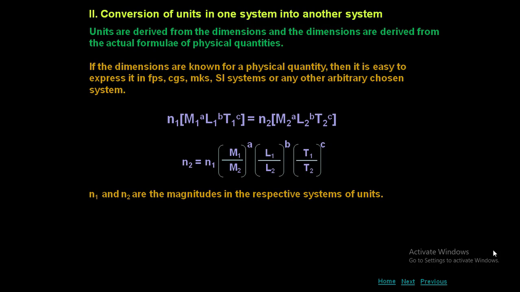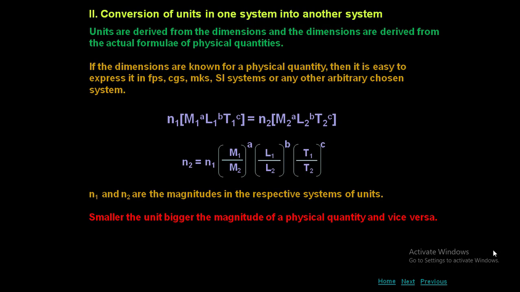n1 and n2 are the magnitudes in the respective system of units, that is nothing but number. Smaller the unit, bigger the magnitude of a physical quantity, and vice versa. Generally, whenever the unit is small, its magnitude will be big. Example, 5 kg is equal to 5000 gram. If you see, kg is a bigger unit, so the number is small, 5. Gram is a small unit, so 5000 is a bigger value.